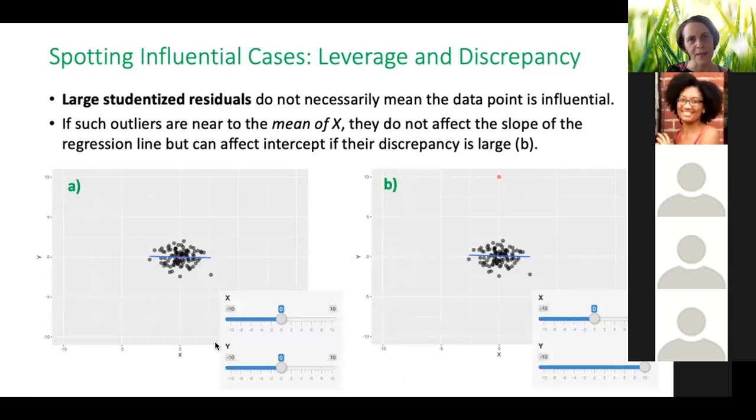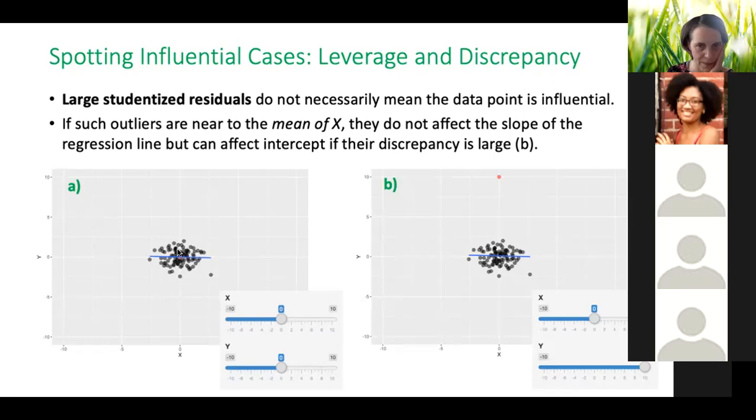So this is just an illustration. Unfortunately, it's a little bit small, but it shows what happens if we have values with large leverage versus large discrepancy. Large studentized residuals do not necessarily mean that the data point is influential. If such outliers are near the mean of X, near the mean of our predictor, they do not affect the slope of the regression line. They just affect the intercept. We don't care about the intercept. We can see that here, right?